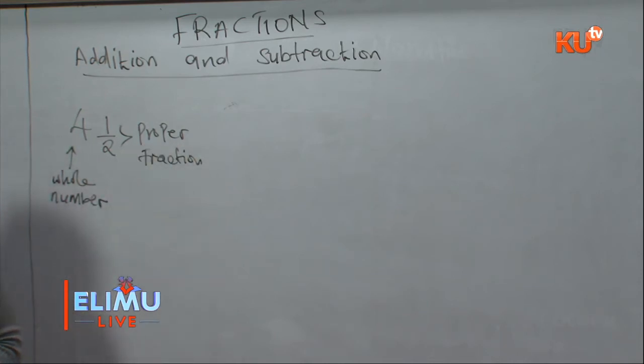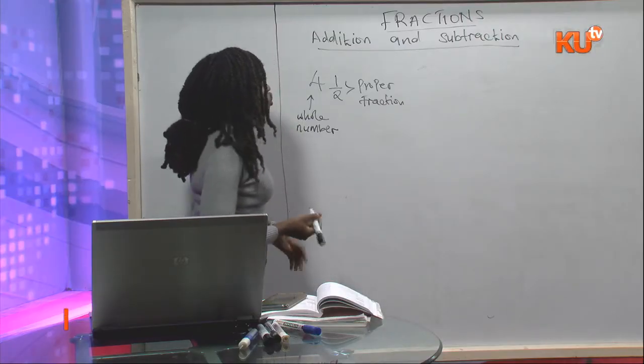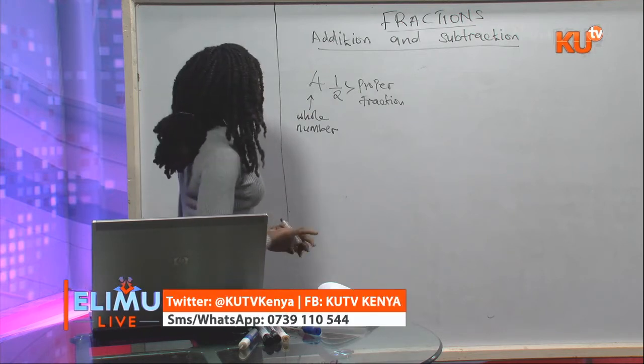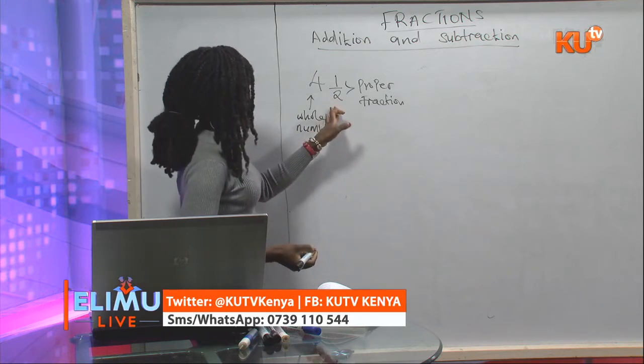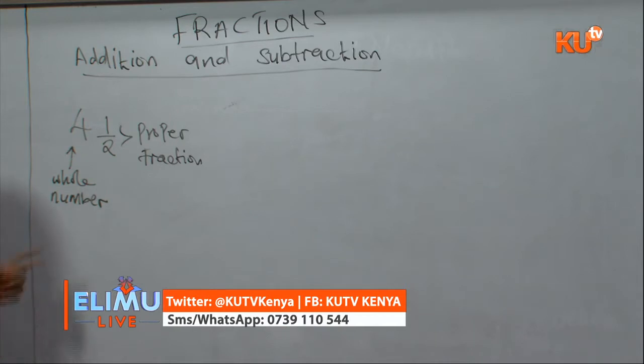So the knowledge of changing mixed fractions to improper fractions is very important. And how do we go about that? To change a mixed fraction into an improper fraction, we take the whole number, we multiply by the denominator, then the answer we get we add to the numerator, and then we put over the denominator. So that means we take 4.